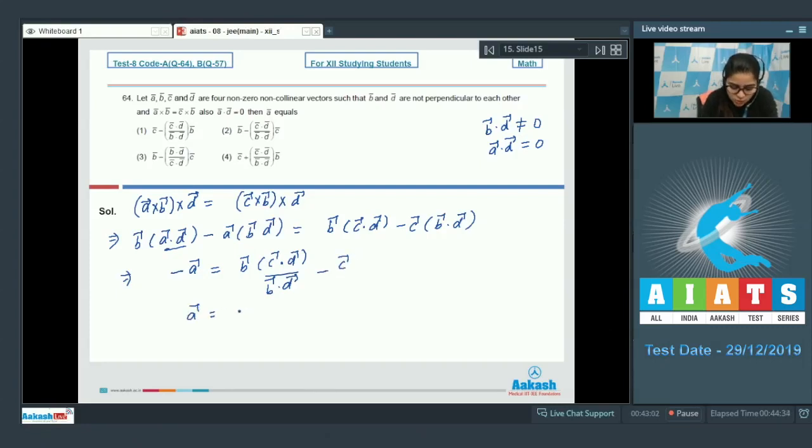So a vector is equal to c vector minus b vector times (c dot d) divided by (b dot d). By observing your options, c vector minus b vector times (c dot d) divided by (b dot d), so option number 1 is your correct answer. Now move on to the next question.